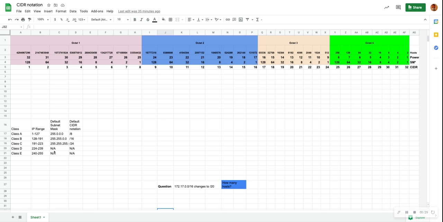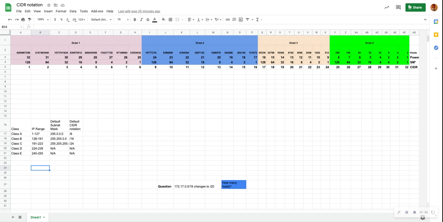We need to identify what a class range is. So at the bottom here, we've got our 5 different classes of IP addresses, and it breaks them down into categories. So class A, the IP range would be 1 to 127. The last IP address in a class A would be 127.255.255.255. Class B goes from 128 to 191, so we're looking at that first number in the IP range. And then Class C 191 to 223.